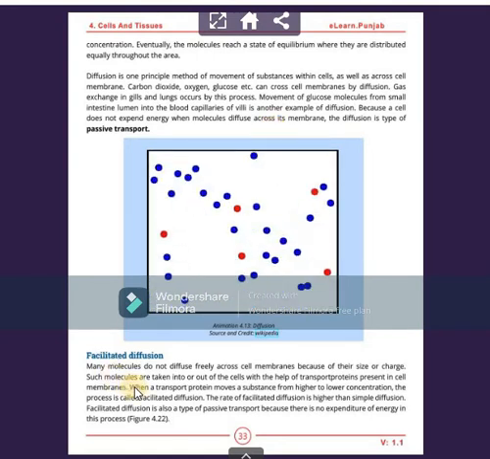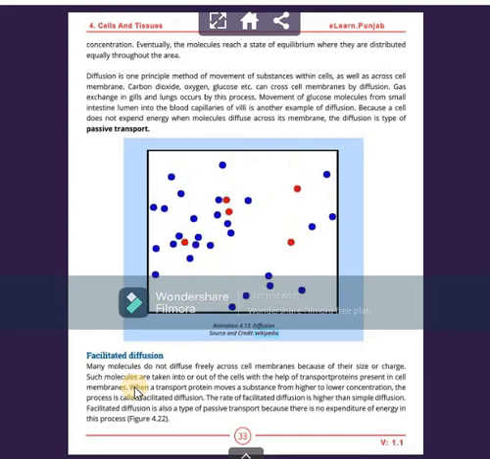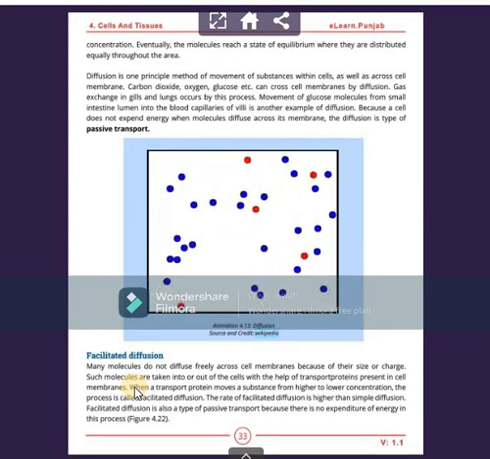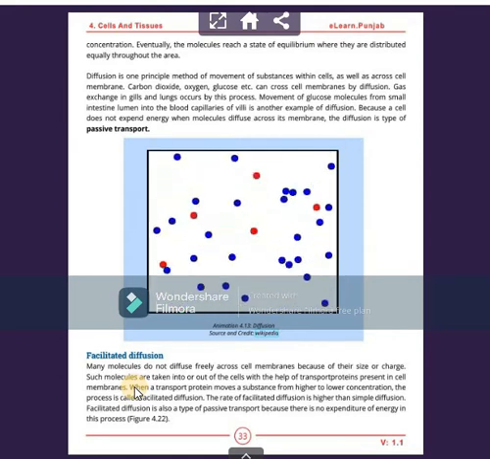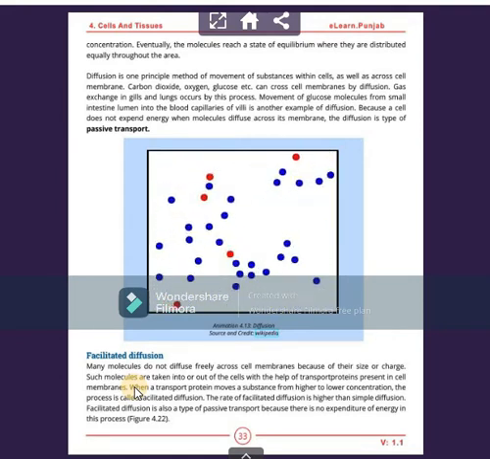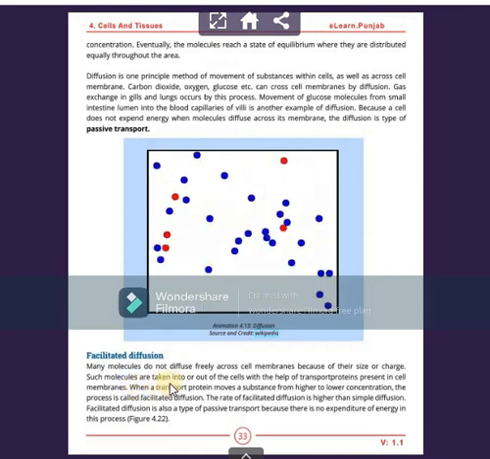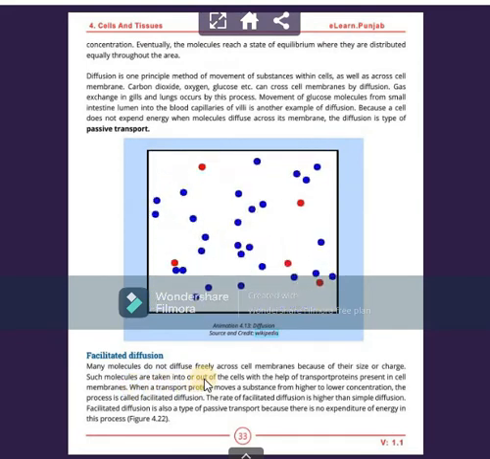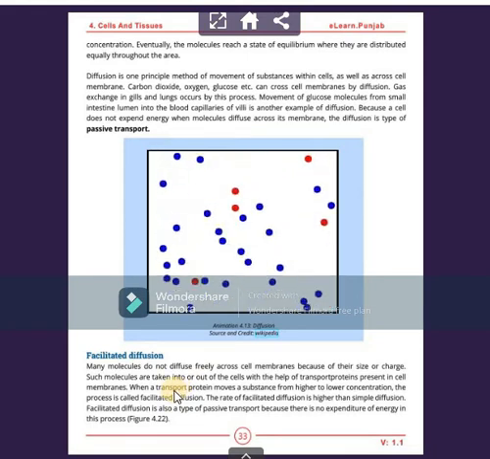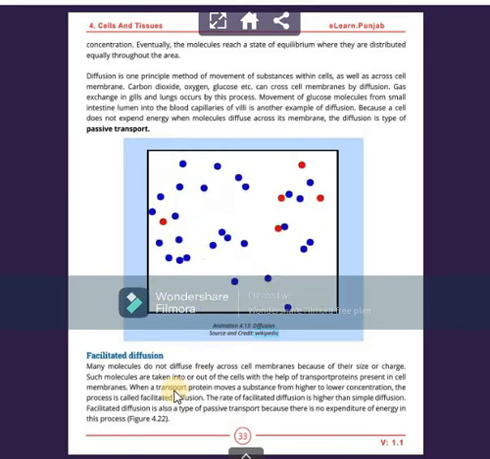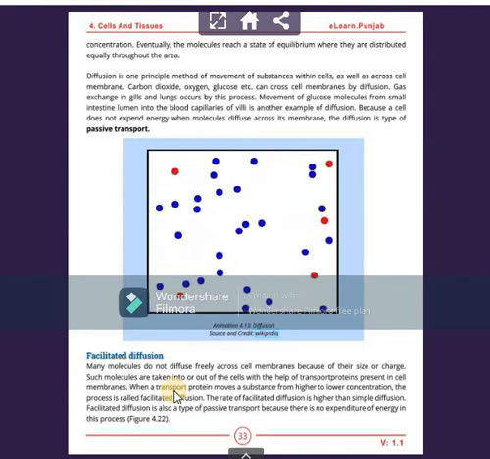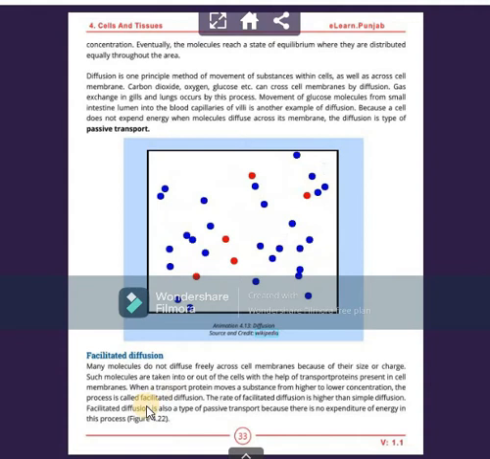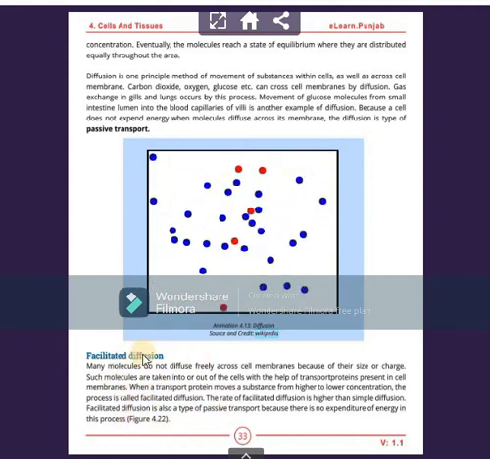The other thing is facilitated diffusion. What is facilitated diffusion? Its name indicates that diffusion, movement, is taking place, but with the facilitation of something else. Many molecules do not diffuse freely across the cell membrane because of their size or charge. Such molecules are taken in or out of the cell through transport proteins present in the cell membranes. When a transport protein moves a substance from higher to lower concentration, this process is called facilitated diffusion.